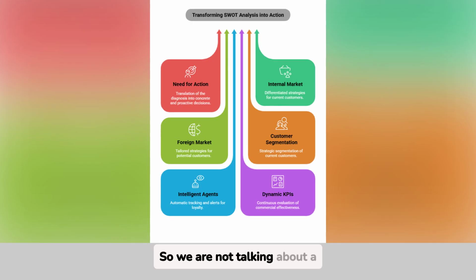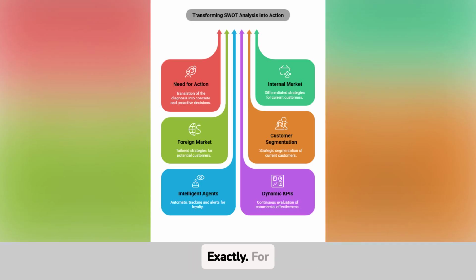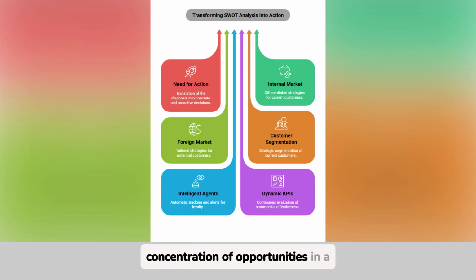So we are not talking about a static strategy once a year, but about dynamic decisions week by week or even day by day. Exactly. For example, if the meeting agent detects that several customers are concerned about costs, it modifies your immediate commercial approach, offering optimization solutions. If the funnel agent detects a concentration of opportunities in a certain sector, the system prioritizes that market in your planning.